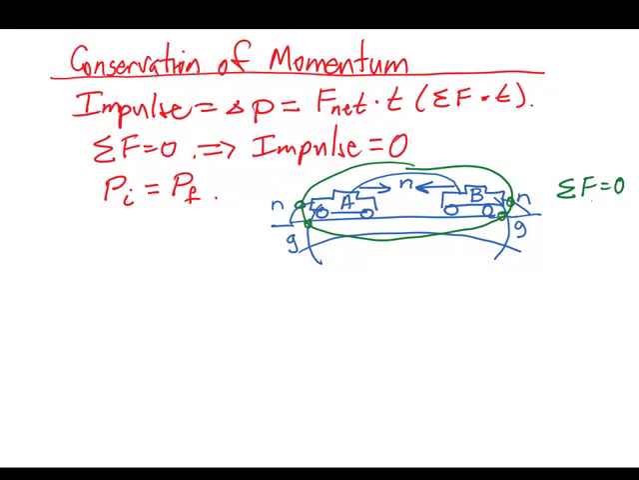Because the net force is 0, our initial momentum is going to equal our final momentum. And our initial momentum is going to be the mass of A times the velocity of A initially, plus the mass of B times the velocity of B initially. Remember, we'll have to keep track of which is positive and which is negative. At the end, our final momentum is going to be the mass of A times the velocity of A final, plus the mass of B times the velocity of B final. Let's see if we can put this into a graphic format.